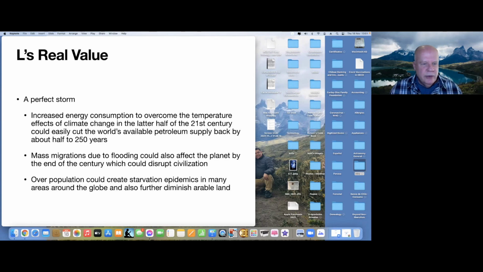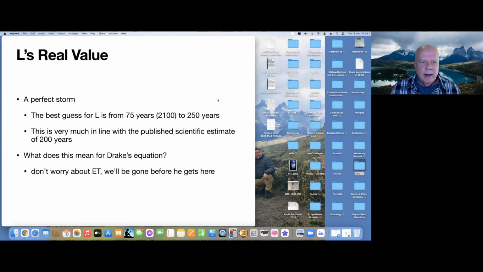The third issue is that overpopulation, in addition to the stuff that's happening with the climate, can of itself create starvation epidemics in many areas around the globe. And we're already starting to see little trickles of that. That push of a larger population will further diminish arable land. And then, of course, that's a double down on that problem.